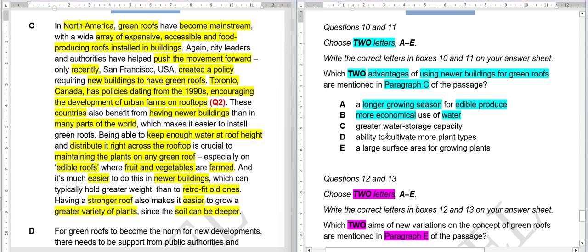C, greater water storage capacity. If we're talking about greater water storage capacity, C. D, ability to cultivate more plant types. So we have the ability to cultivate more plant types. And E says a large surface area for growing plants. So we have more area for growing plants. If that is the case, then E will be our answer. Let's see where the advantages are written.